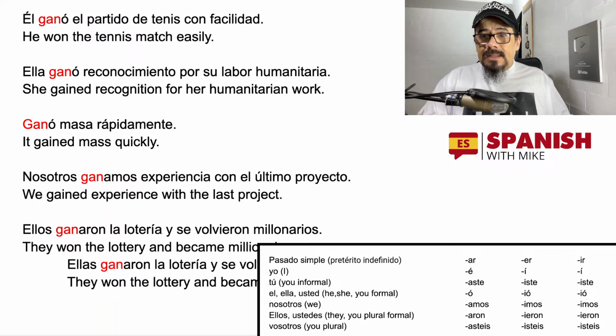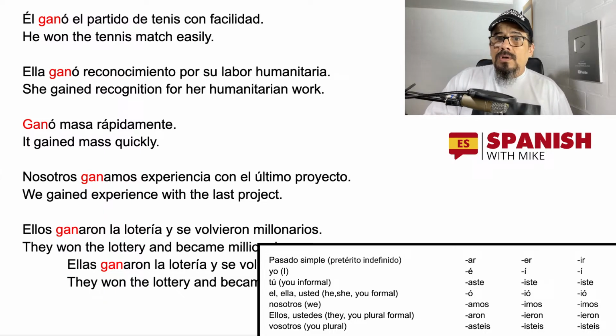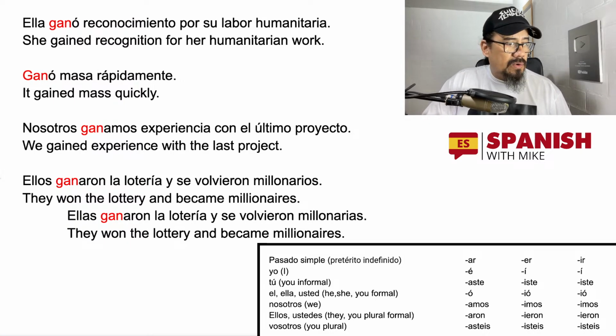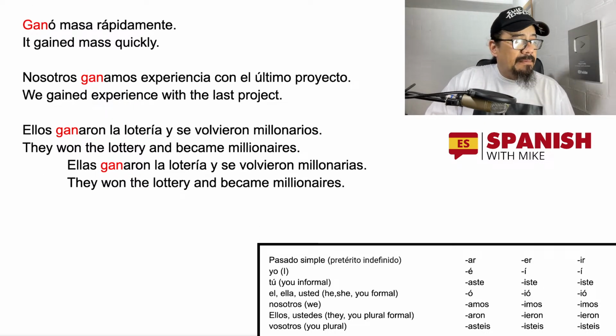Él ganó el partido de tenis con facilidad. He won the tennis match easily. Ella ganó reconocimiento por su labor humanitaria. She gained recognition for her humanitarian work. Ganó más rápidamente. It gained mass quickly.